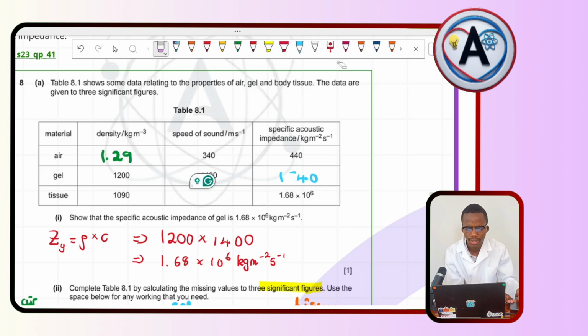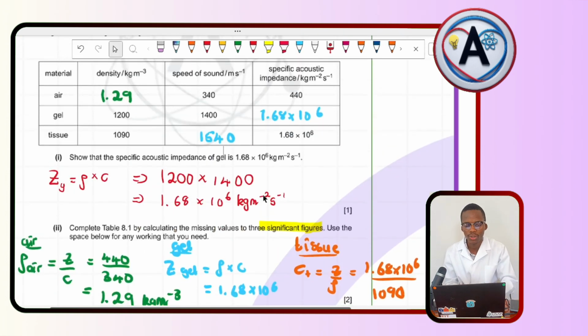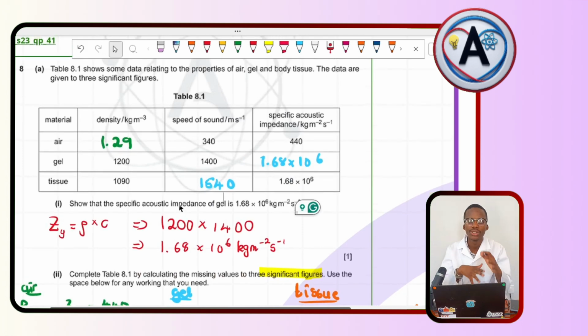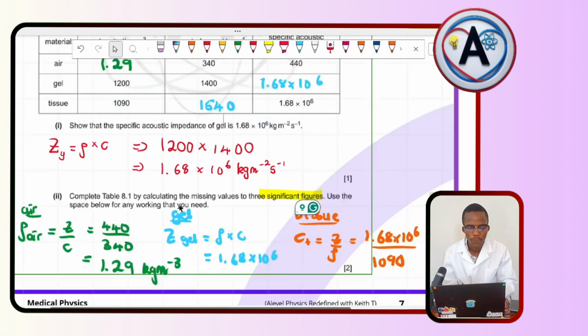For gel, the specific acoustic impedance is 1.68 times 10 to the power of 6, and for tissue it's 1,540 for the speed. That's essentially it. This is a very easy calculation that you can be asked, which ties together to make sure you've properly understood specific acoustic impedance.